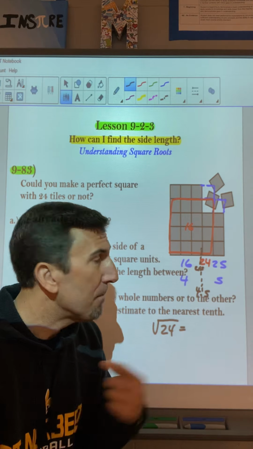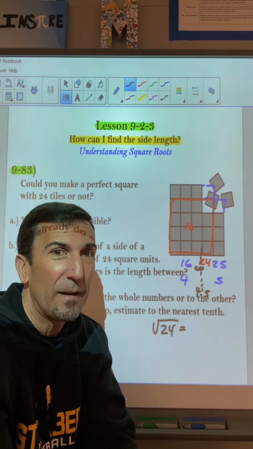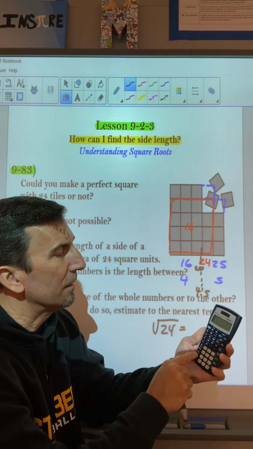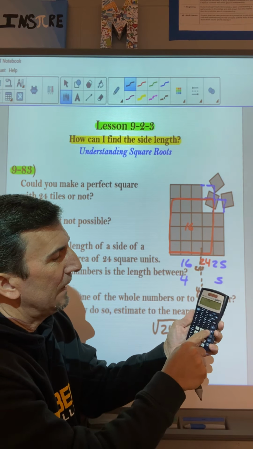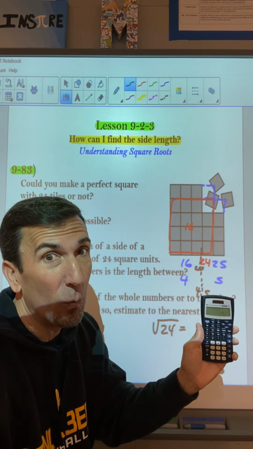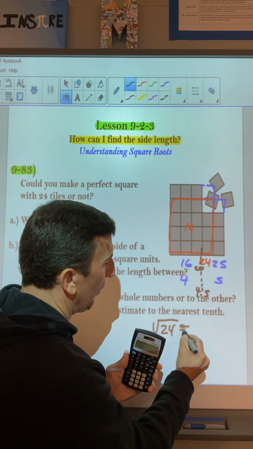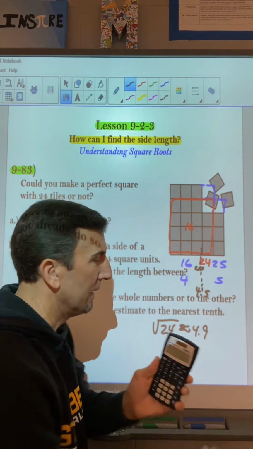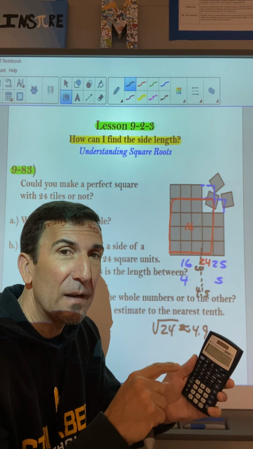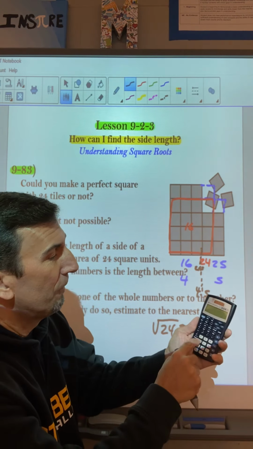If it's me, since I'm really tight to the 25, I'm going to start playing around with numbers like 4.9 first, 4.8. So what I would do is I would get on my calculator, and I would go 4.9 times 4.9 equals, and I get 24.01. That's really close. So right now I could say approximately 4.9. Now, is it exact? No. Now, could I keep playing with this and get it closer and closer? Sure.